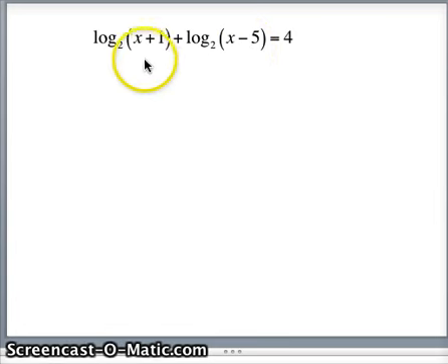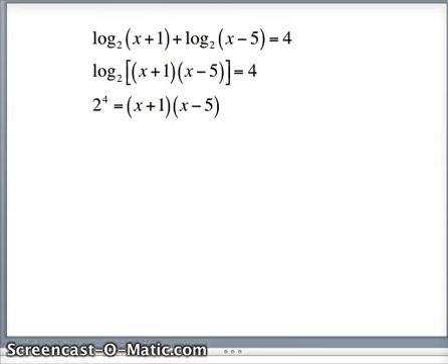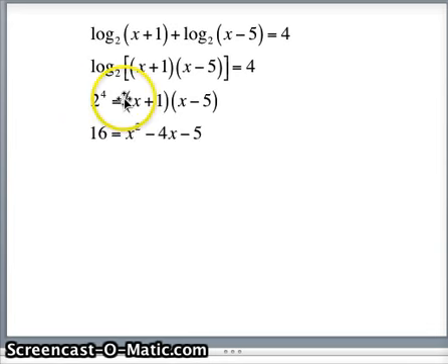So how do we do this? We're going to appeal to our rule: the sum of the logs is the log of a product. So this is going to be log base 2 of (x + 1) times (x - 5) equals 4. And then we'll need to multiply that together. So that's x squared plus 1x minus 5x, x squared minus 4x minus 5, I believe. And that's 2 to the 4th. Remember, there's our base. 2 to the 4th power is going to equal (x + 1) times (x - 5). 2 to the 4th power, 16, is going to be x squared minus 4x minus 5.